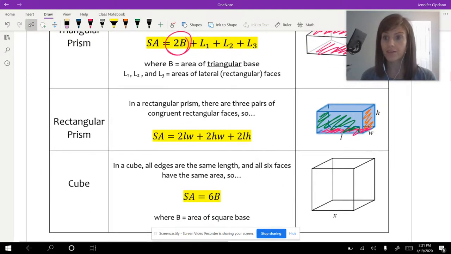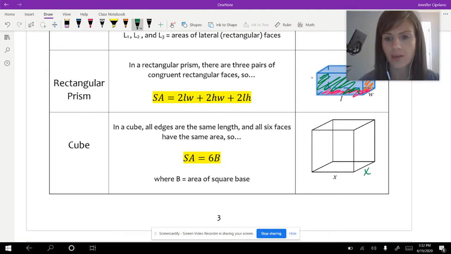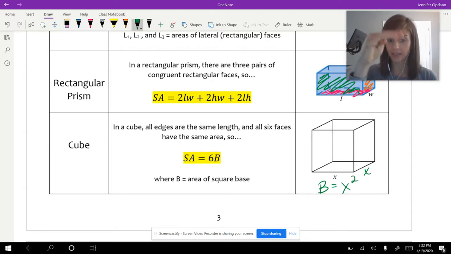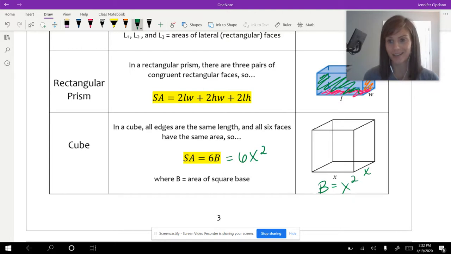And with cubes, you have even more of a shortcut. In a cube, all 6 sides are exactly the same, and even more than that, all of the edges are exactly the same. So in any cube, you just have to find the area of one side and multiply that by 6. The area of that base would be x squared, and then because all 6 sides of the cube are the same, we would just multiply that by 6. So cubes are the easiest thing to find the surface area of, because all 6 of its surfaces are exactly the same size.